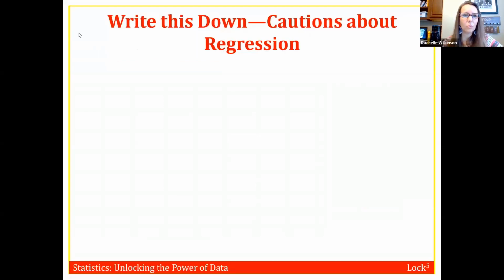Okay, so let's go back and start talking about some of the cautions that we have to worry about when we're dealing with regression. Remember, we talked about cautions for correlation. Now we're going to talk about cautions for regression. Some of them are going to be a little bit similar.